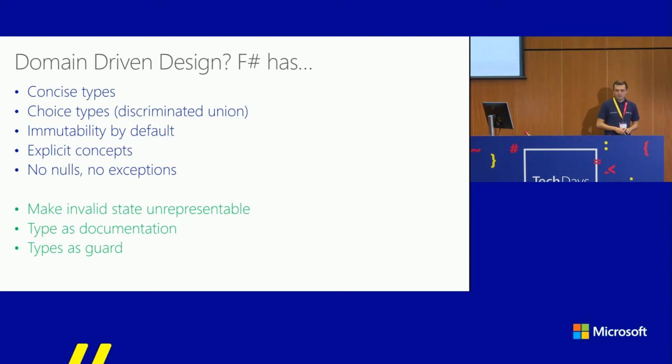And the side effect of this is that you get types as your documentation. Just by looking at the type of a function or just the type itself, you can already maybe reason about what's going on there and discuss it with semi-technical people. And types are guards. Quite often your code will not compile, and when it compiles, it works.